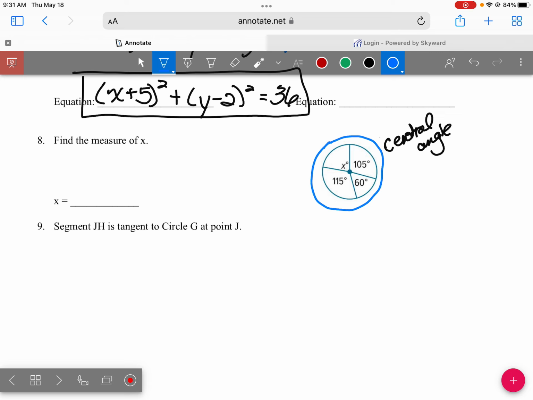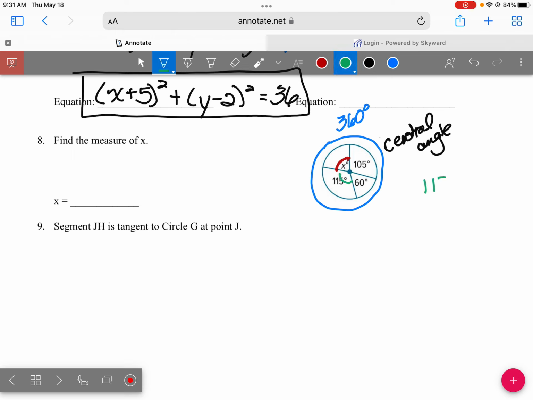You're right. This whole thing is 360 degrees. Is it going to be more than 360? This angle right here? Oh, subtract it. Yeah, subtract. So I need to add up all of these.